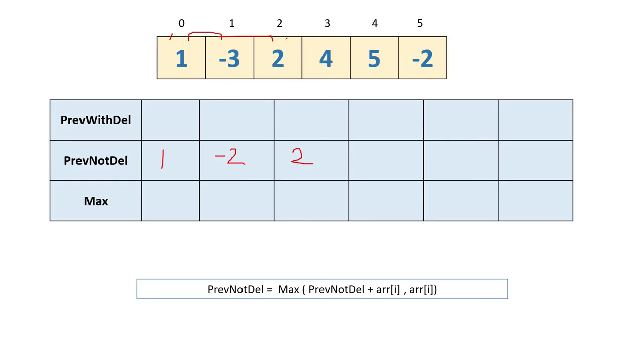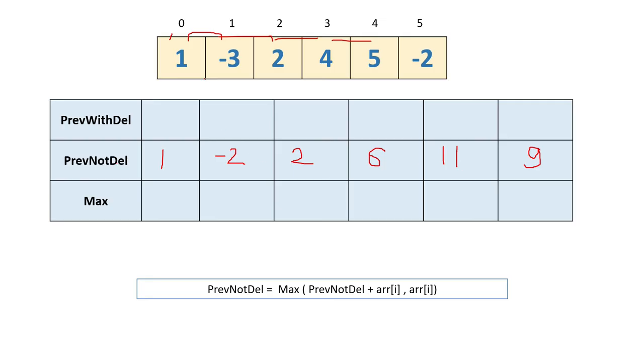So 2 plus 4, if you do now, then it will become 6, and the value itself is 4, but 6 is bigger, so we will keep it as 6. Then if we extend, 6 plus 5 will become 11, which is greater than 5, so we will carry it forward. Then 11 plus minus 2 will become 9, which is greater than minus 2, so we will keep 9.